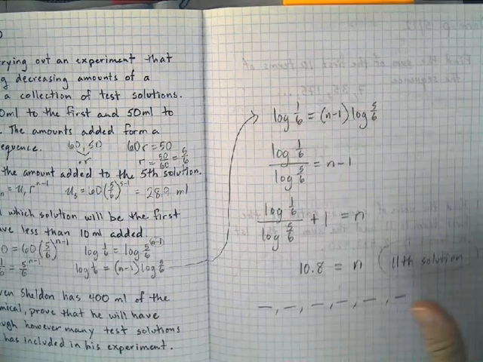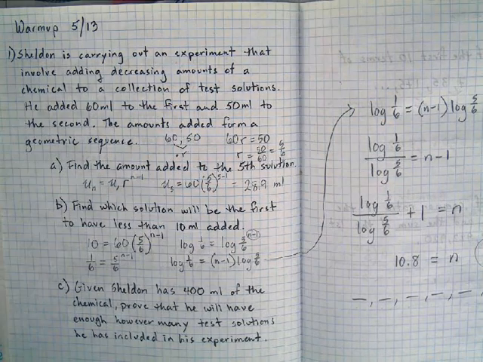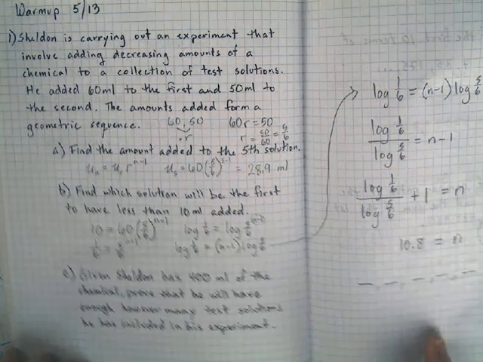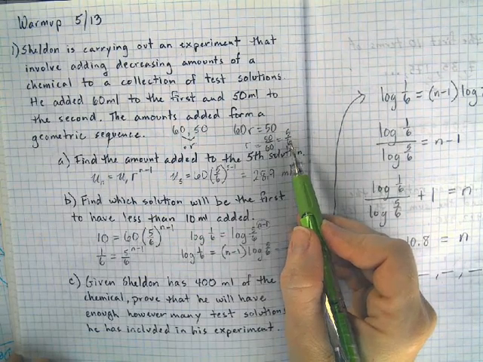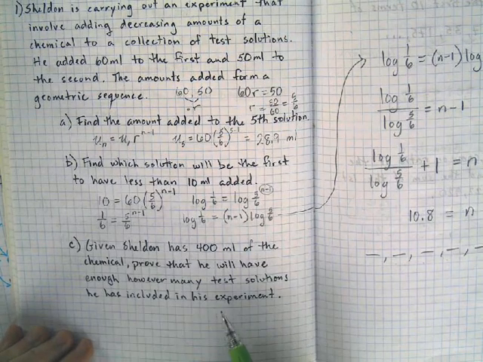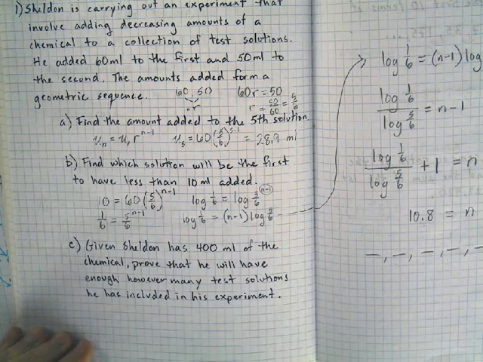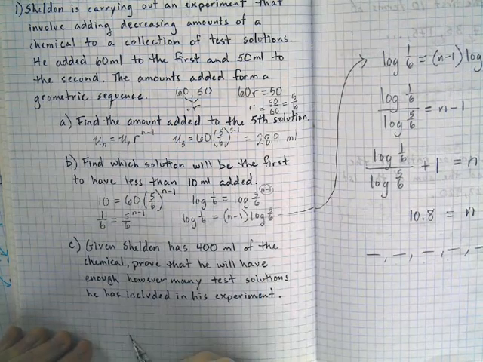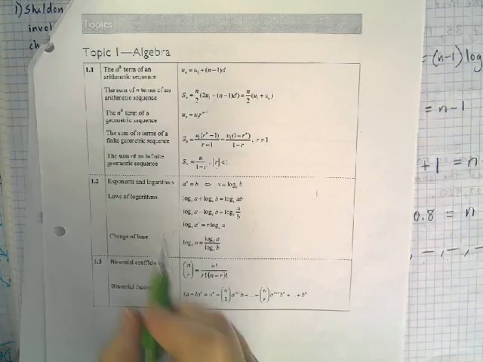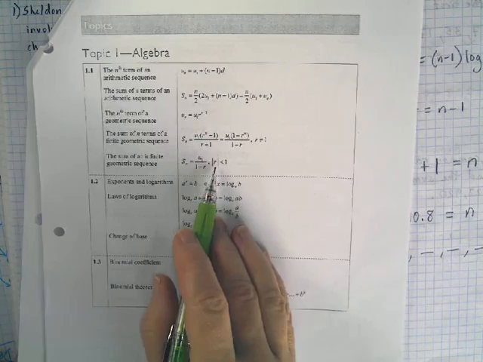All right, next one. Given Sheldon has 400 milliliters of the chemical, prove that he will have enough however many test solutions he has included in this experiment. Okay, so notice R is less than 1. R is 5/6. So that means that if we do a gazillion experiments, we will have a geometric series that is infinite, but it's going to converge because R is less than 1. So we are going to use our formula for an infinite geometric sequence. Okay, we're making an infinite number of solutions. Since R is less than 1, we can use this formula.